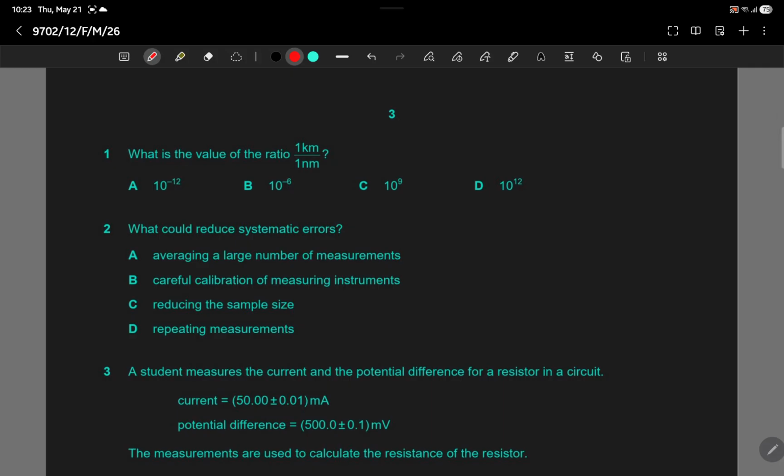So to convert it into the same units, 1 kilometer is 10 to the power 3 meters, while 1 nanometer is 10 to the power minus 9 meters. Okay, so if you cancel them out, I'll just use the calculator. We get 1 into 10 to the power 12, hence the answer is D.